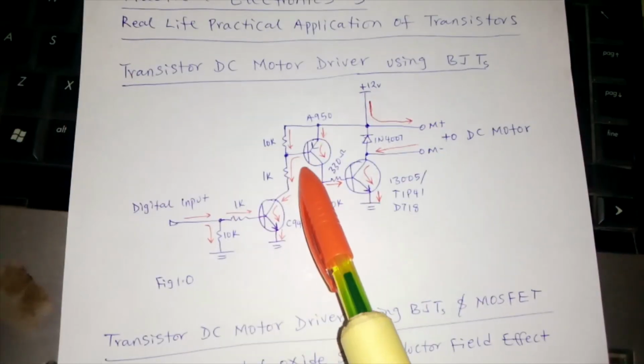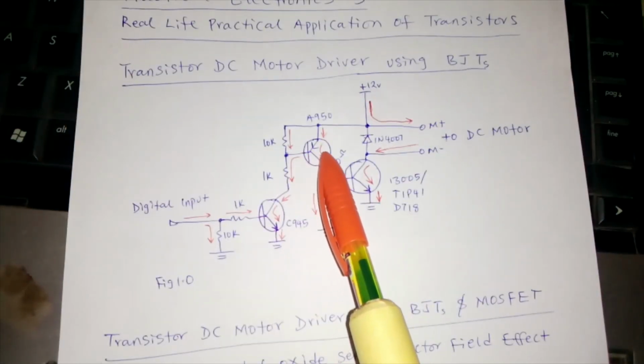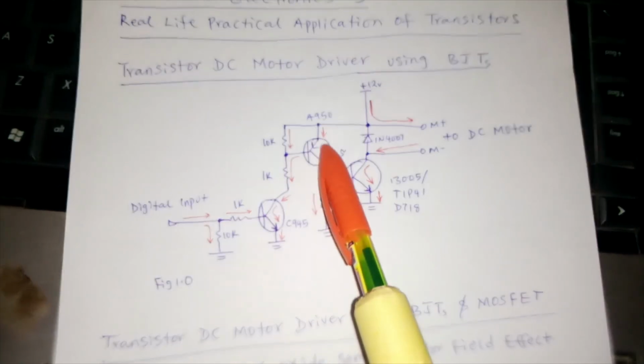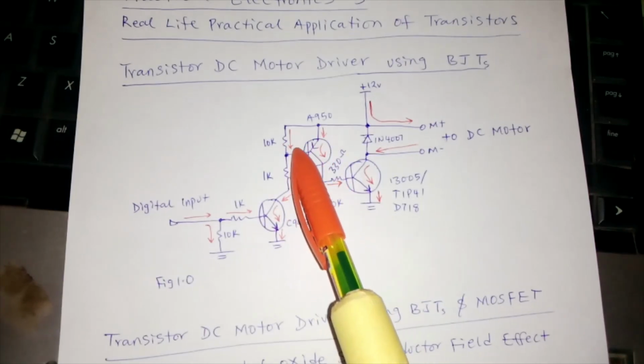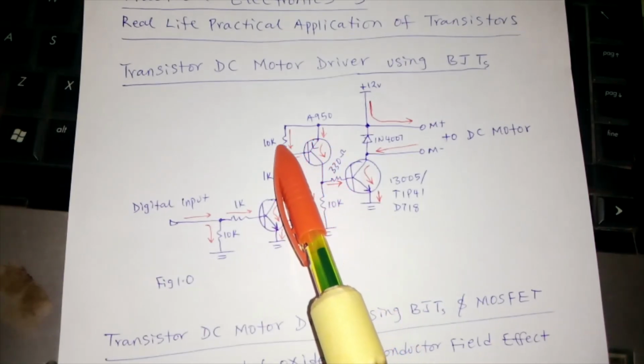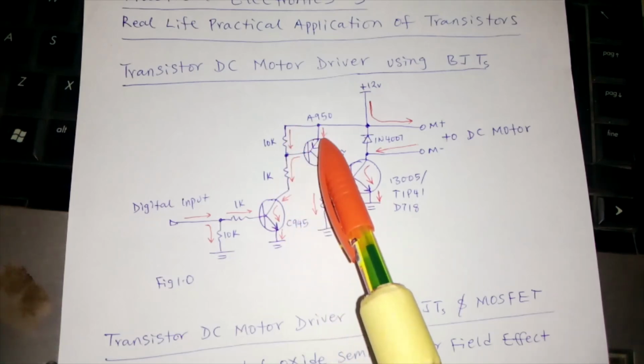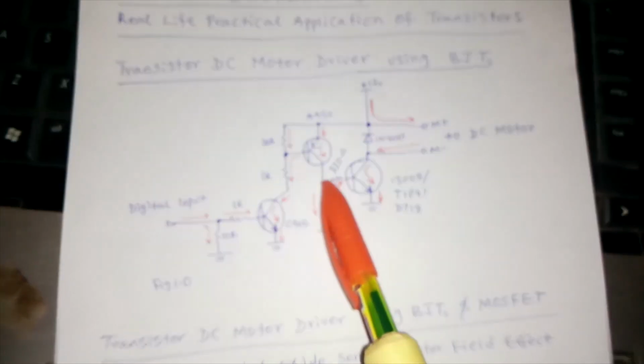Then at this point here, this is a PNP transistor. We need a negative in here to turn on this transistor, while here we need positive to turn it on. Now we have a 10k resistor here. There's going to be voltage at this point. So at this point now this transistor is going to be off. There will be no voltage coming out here.